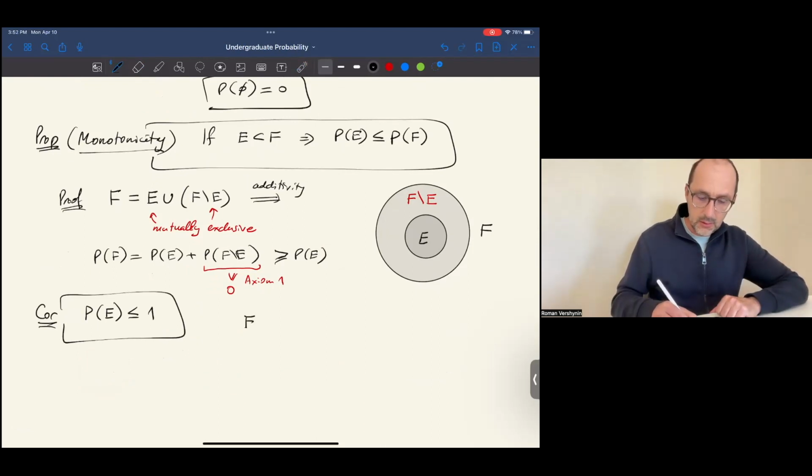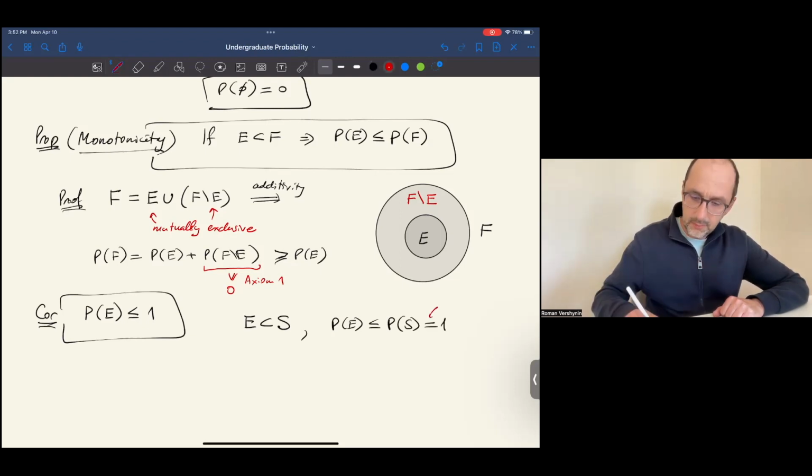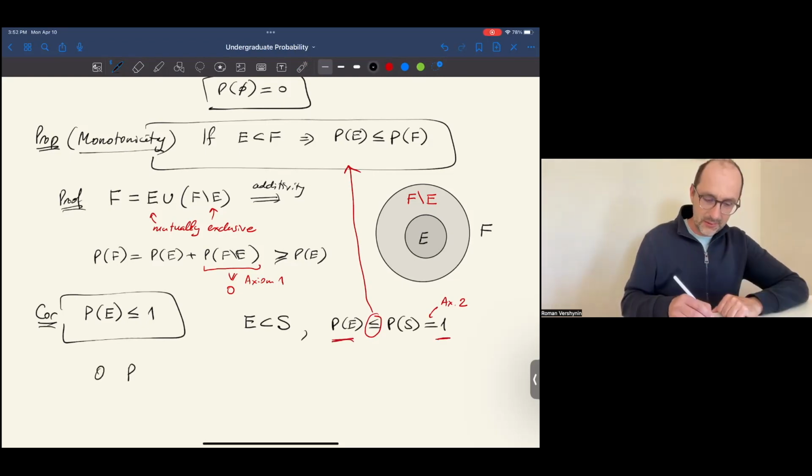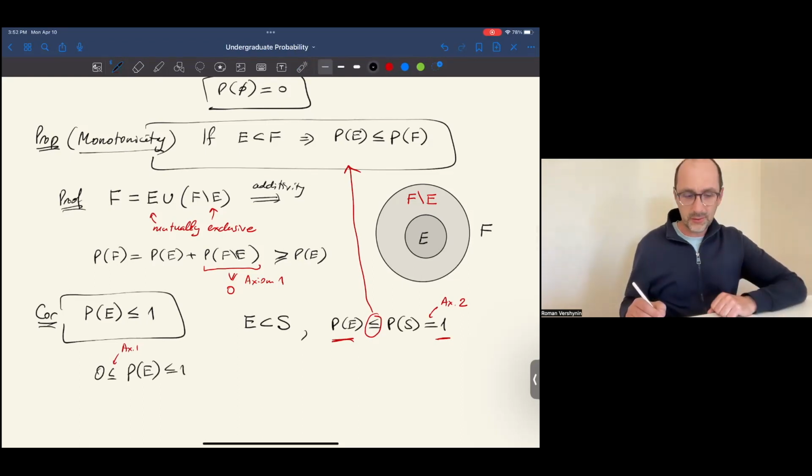Indeed, E is always included in the sample space, and the probability of the sample space is 1 by axiom 2. So if we just apply the monotonicity property, we get that P of E is less than or equal to 1. This means that the probability of every event is between 0 by axiom 1 and 1 by this corollary.